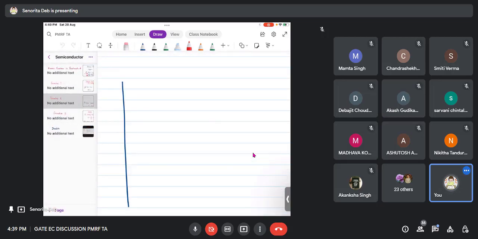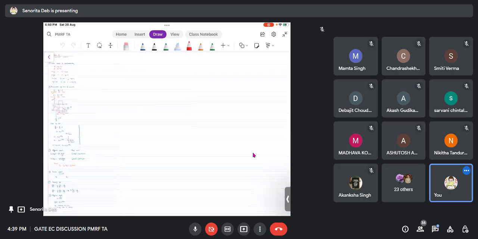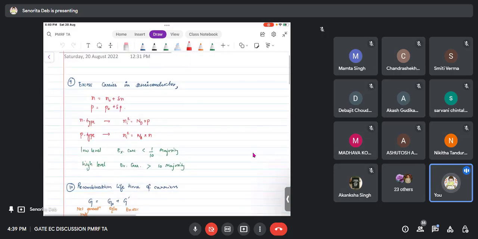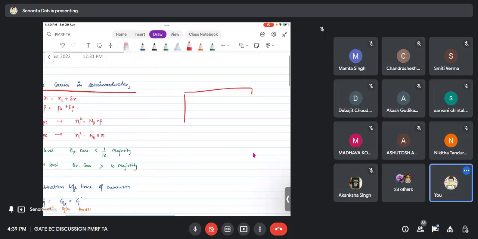Let's go to the second set. Excess carriers in semiconductors. What happens is, there is a normal semiconductor, any type, P type or N type. If light falls on that semiconductor, electron hole pairs are generated. Always electron and hole will be generated in pair. Why? Because they are combined, right? When light falls, they get excited and they get generated.